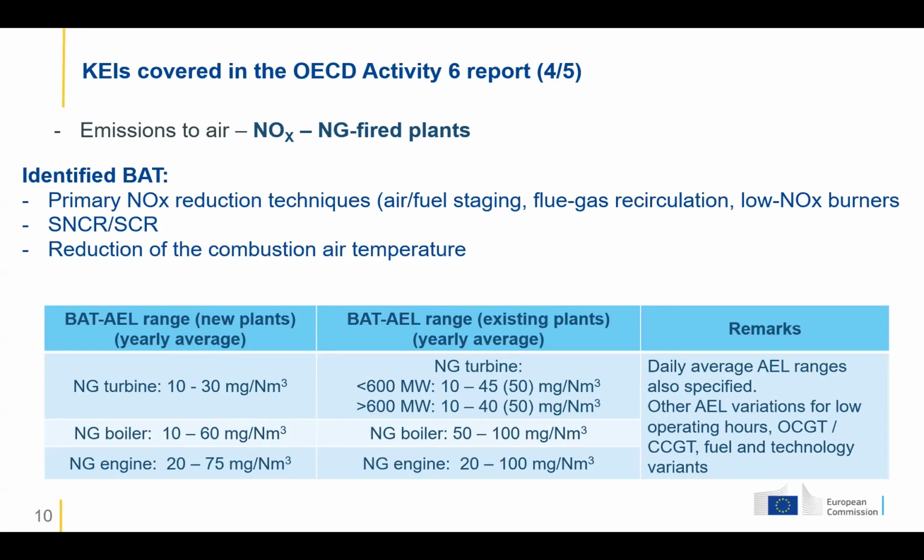Again, here we have the BAT-AELs, the associated emission levels, split again for new plants and existing plants, expressed as yearly averages. Also, we have in addition daily average ranges. And here we have, according to the type of the process, either a natural gas turbine, natural gas boiler or natural gas engine. And you can see here which are the associated emission levels that are included in the EU BREF.